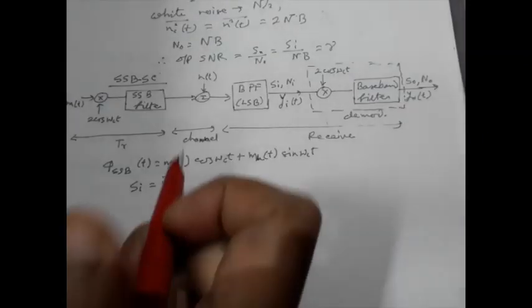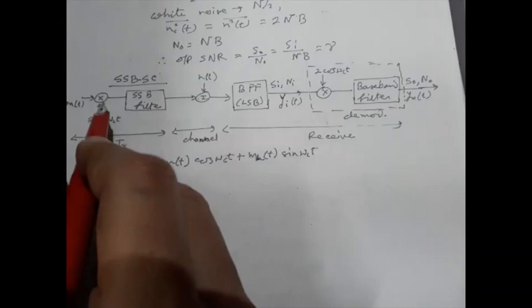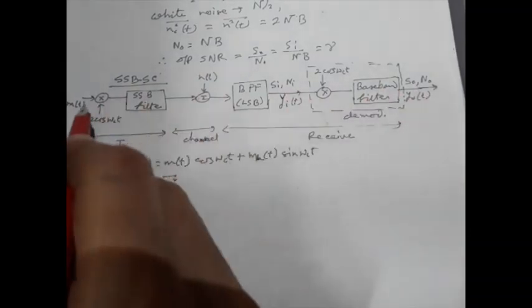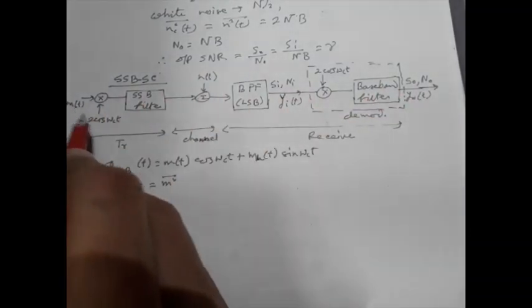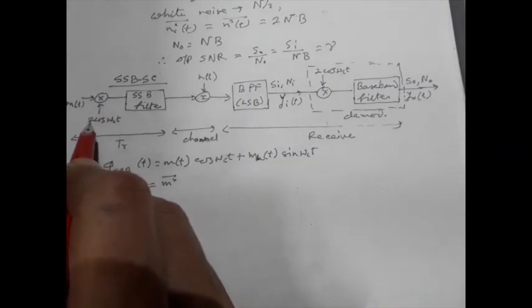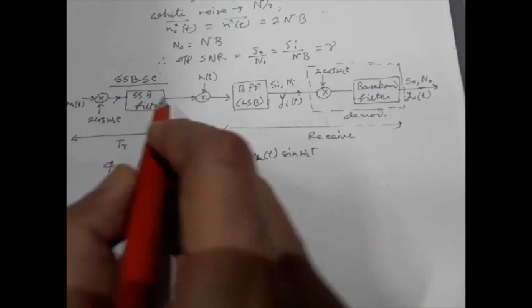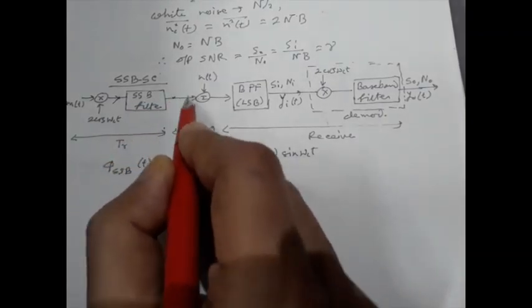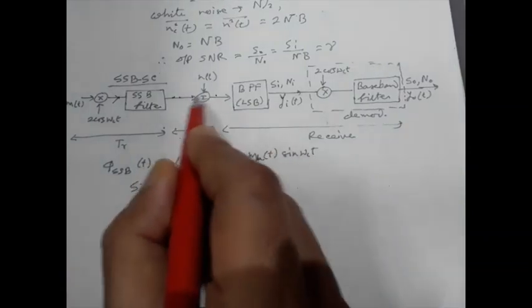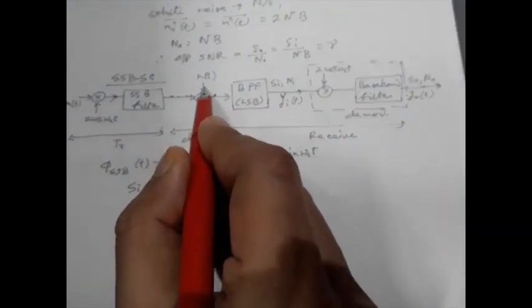Now let us consider the case of SSB-SC. In this case, the system may be drawn in this way. m(t) is the baseband multiplied by 2 cos ω_c t to produce DSB-SC, and then we have the sideband filter, single sideband filter, to produce SSB. So this part is the transmitter. In the channel, this section is the channel, some noise will enter.